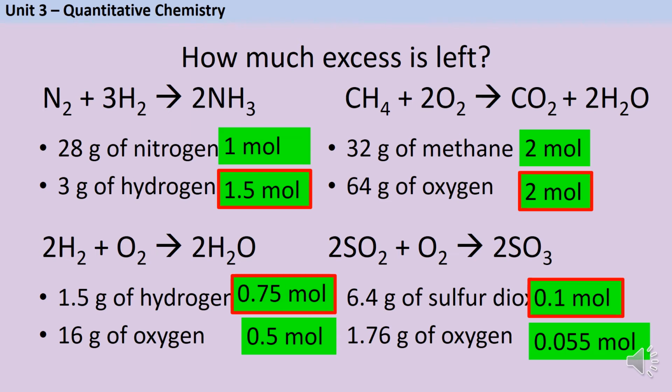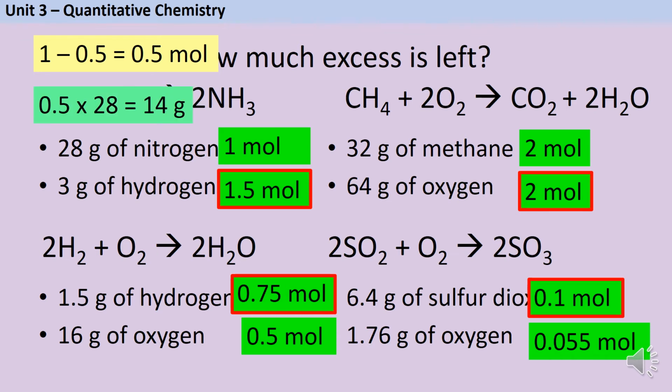So if we look at the first question, we've got 1.5 moles of hydrogen, and we can see that nitrogen and hydrogen react in a 1:3 ratio. So if I have 1.5 moles of hydrogen, only 0.5 moles of nitrogen will react with that. So that means I've got a leftover excess of 0.5 moles of nitrogen. And I can then multiply that by the MR of a nitrogen molecule, which was 28, to work out that I'll have 14 grams of nitrogen left over. Pause the video here and see if you can calculate what mass of the excess reactant is left in each of these reactions.